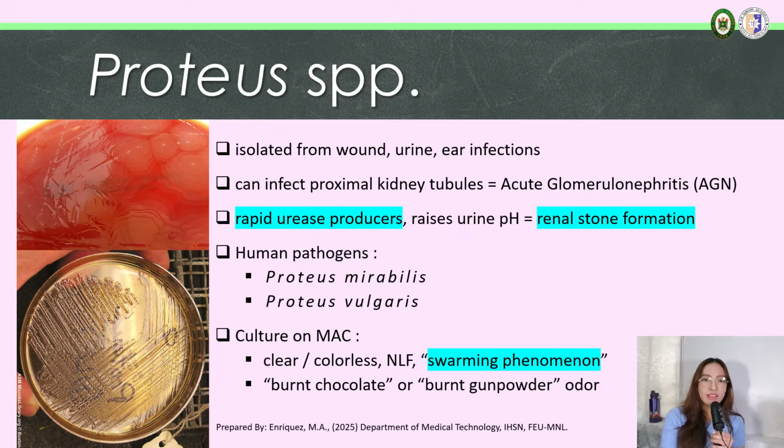All right. So again, if for example nakakalimutan niyo yung IMViC nila or yung TSI reactions nila, you could look for other things that are unique to the organism. So again, for Proteus species, they may be associated with renal stone formation or acute glomerulonephritis. And with regards to their colony morphology, ayan nga po, maraming iba't ibang organisms ang napag-usapan na natin na non-lactose fermenter, pero Proteus lang ang may capability to produce a swarming phenomenon.